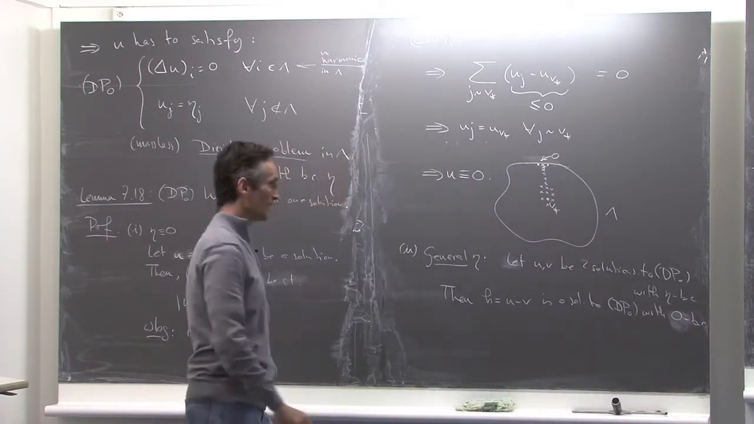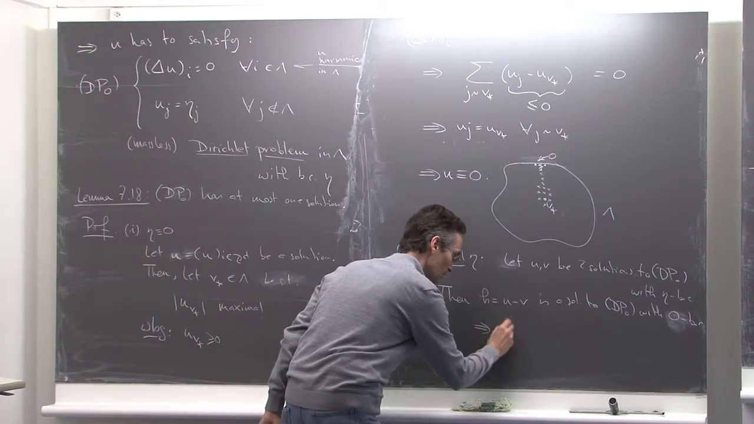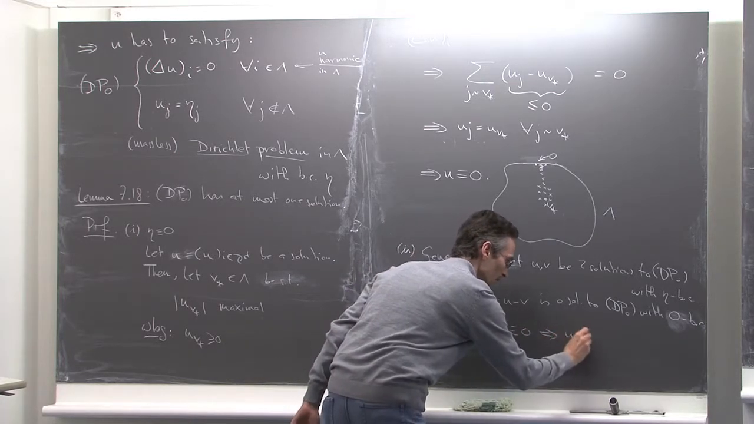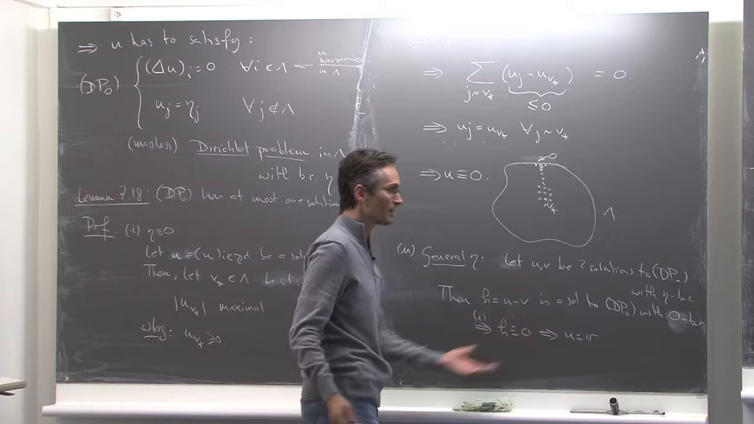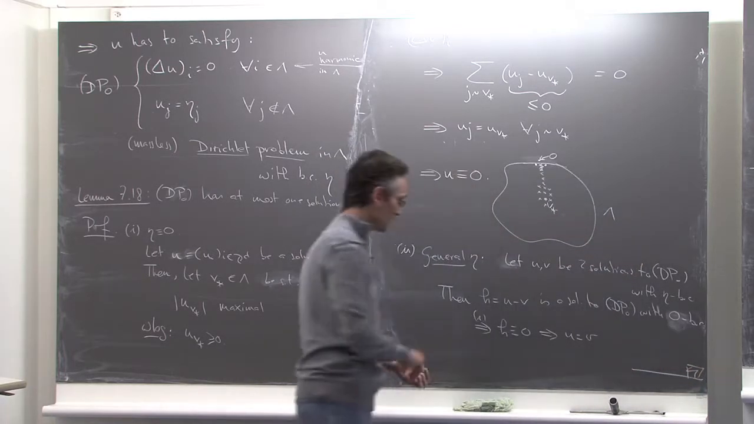And we have seen in the first part that h is identically 0, which means that u is equal to v. Therefore, if you have two solutions, they have to coincide, so there is at most one solution. Okay, so uniqueness is very easy.